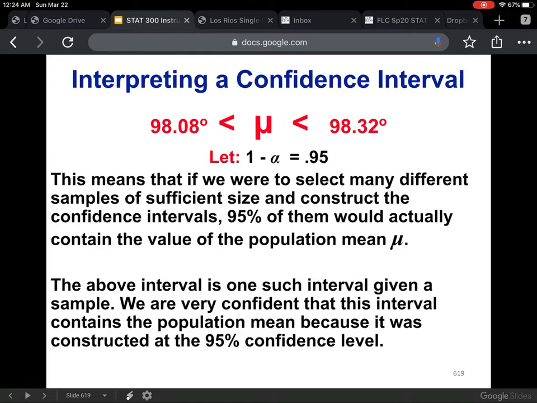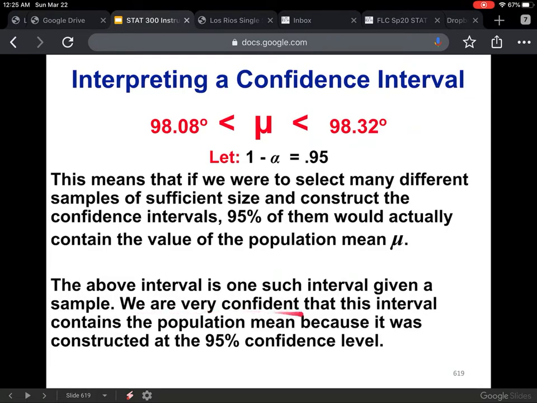So take a sample, and at the 95% confidence level, you create this interval, and that means among the process of creating all of these intervals, we are sure that 95% of them will actually contain the population parameter. This is just one such example of the interval, right? We're not sure if this interval does actually contain the population mean, but because of our confidence level, 95%, we're pretty sure that it does contain the population mean.